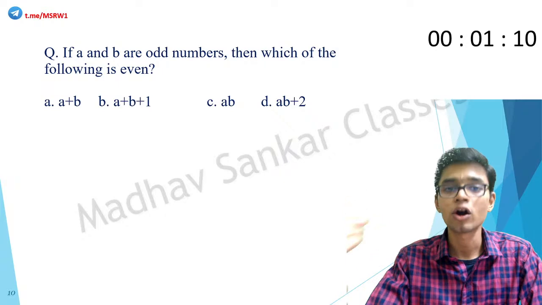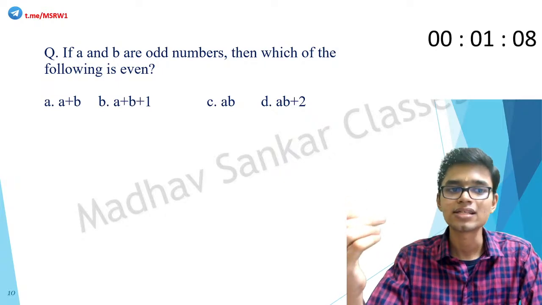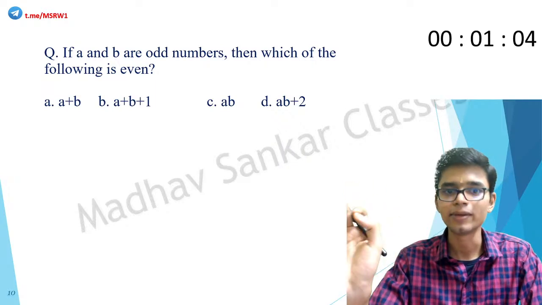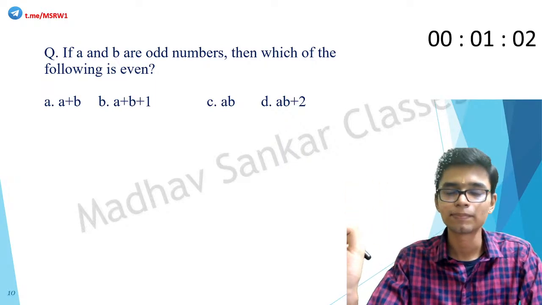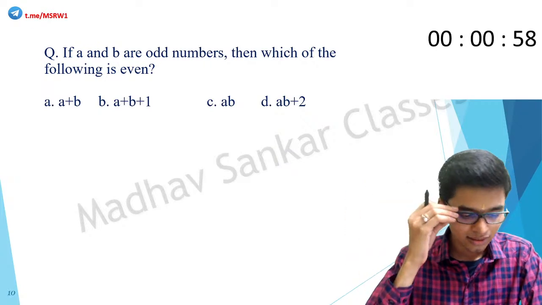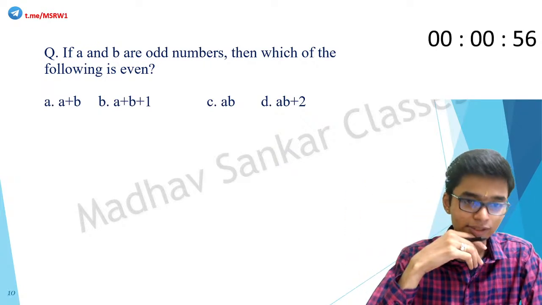If A and B are odd numbers, then which of the following is even? Option A, A plus B. Option B, A plus B plus 1. Option C, AB. Option D, AB plus 2. Deepika is saying option A, A plus B.